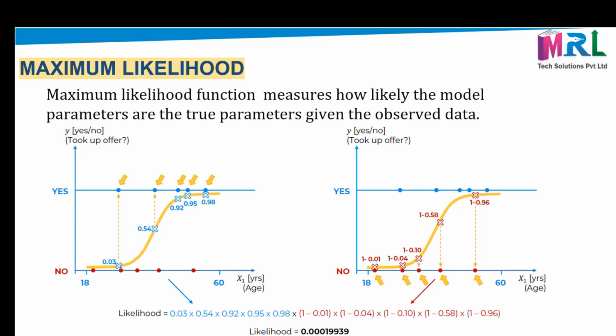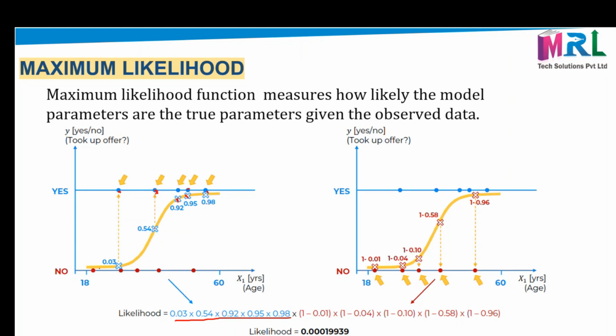How the classification is done: here this dot is 0.03, that is, a 0.03 probability that he is purchasing the loan. This dot is 0.54 probability, this point is 0.92, this point is 0.95, and this point is 0.98. So I am multiplying all the probabilities of this function.